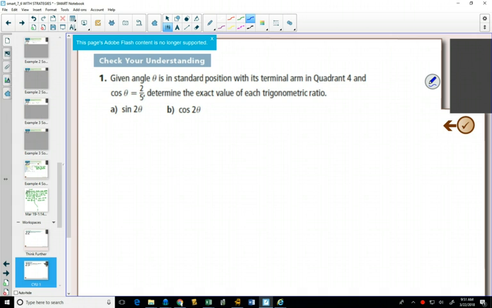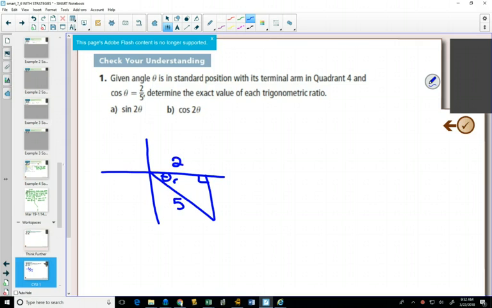A triangle question, right? Because they give you enough information that you know the angle is in quadrant 4, so you can draw a reference angle. You know that cos of that angle is 2/5, so we can label adjacent over hypotenuse. And we can do a squared plus b squared equals c squared and find the other side.